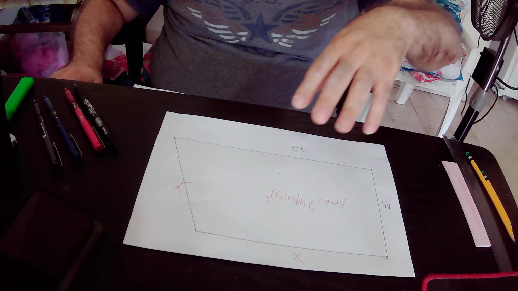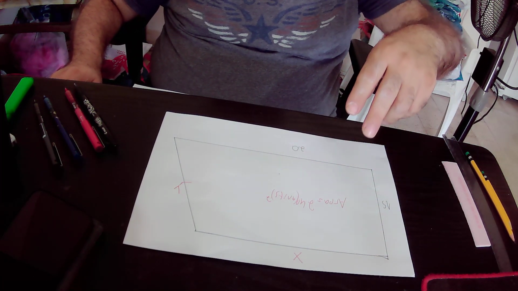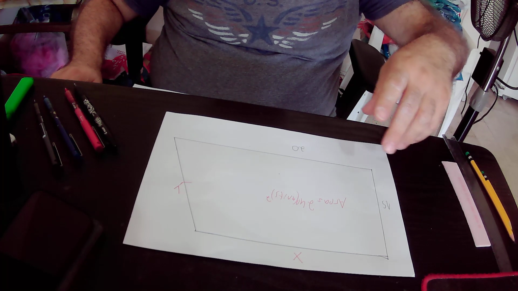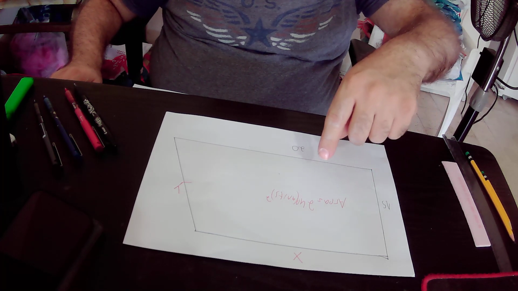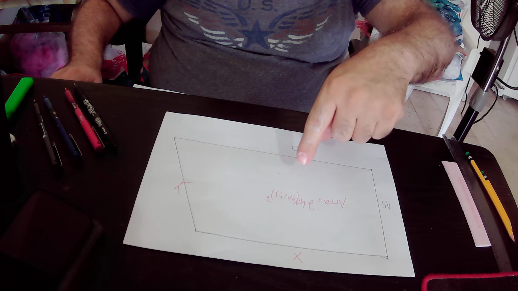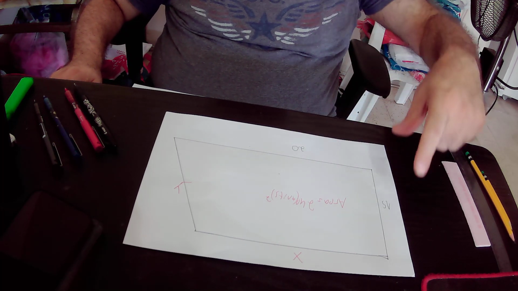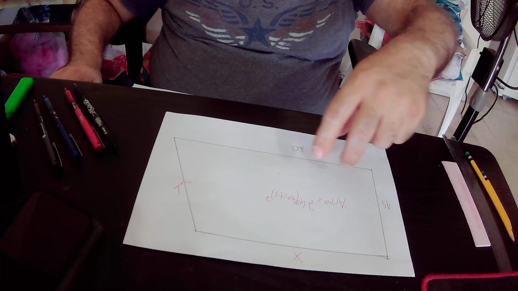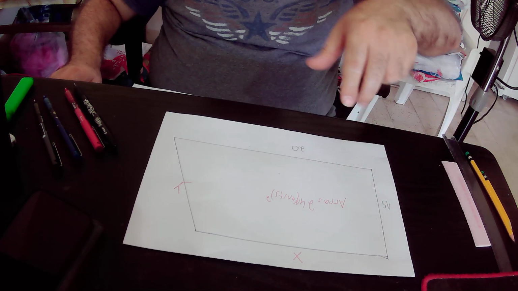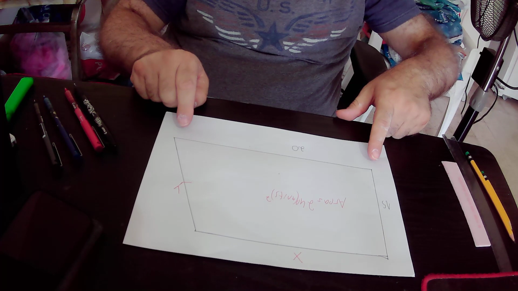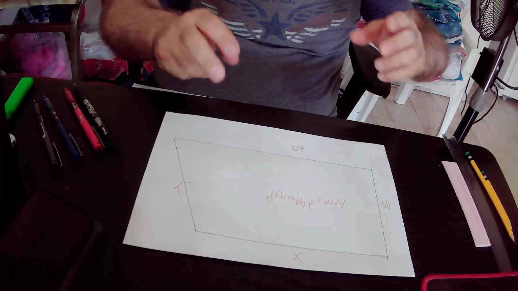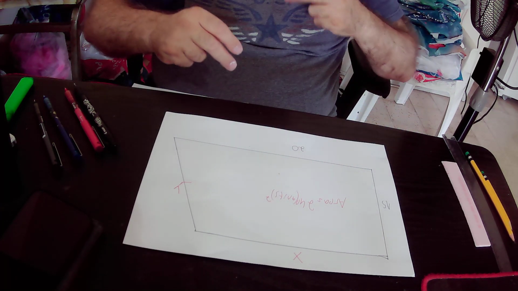Hello, in this lecture we will find the values of x and y in this shape. We have a white shape whose area equals 240 units squared, its width equals 15 units, and its length equals 20 units, and we want to find the values of x and y.